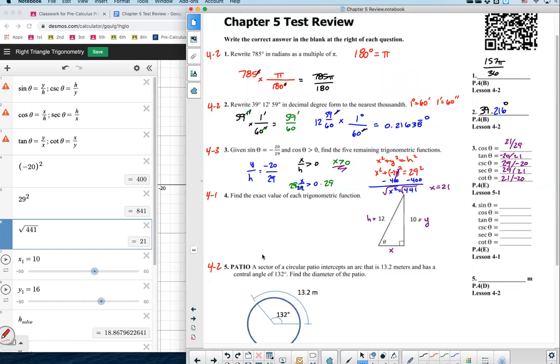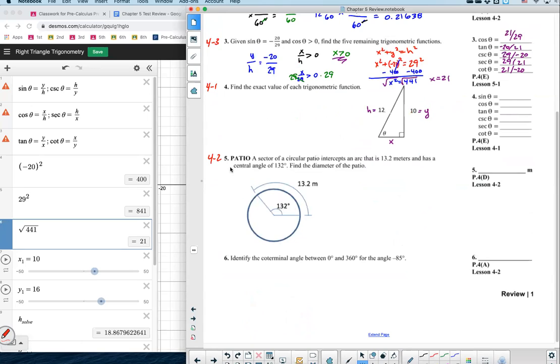It's pretty basic. Okay, so on 4.2, we started learning what is a radian, and we learned that 1 radian, instead of using degrees, is when the radius matches the arc length or the intercepted arc. So this one is giving us a value of 13.2 meters, and we can tell just looking at it is greater than the radius. So this is not 1 radian, but they gave it to us as a degree measure.